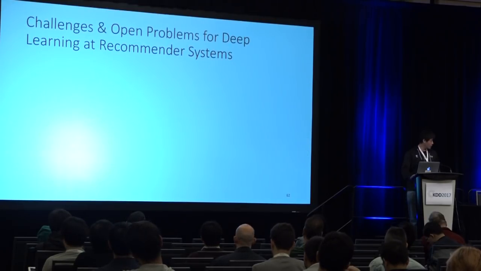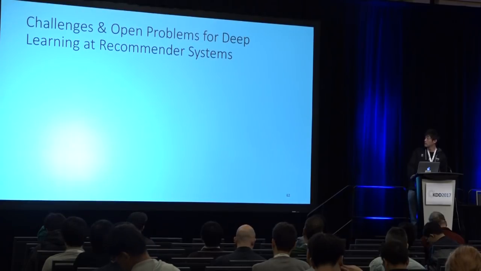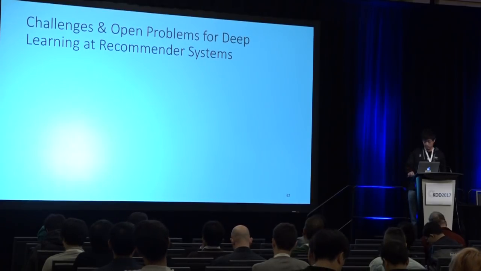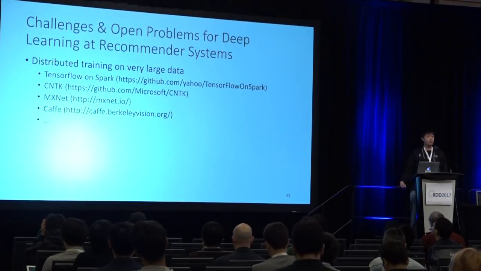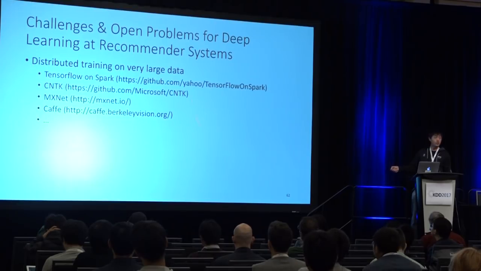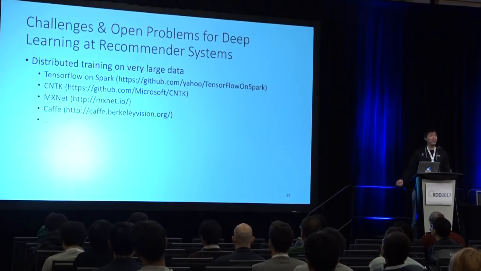So what are the challenges that we have? An open problem we have for deep learning for recommender systems. First of all, of course, it's very large data, right? You need to make sure that you can train the model at scale. And we do have a lot of tools these days, and it's very hard to evaluate which one is better.